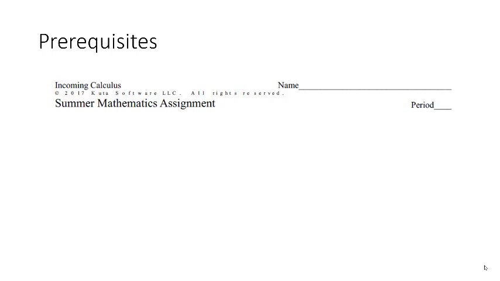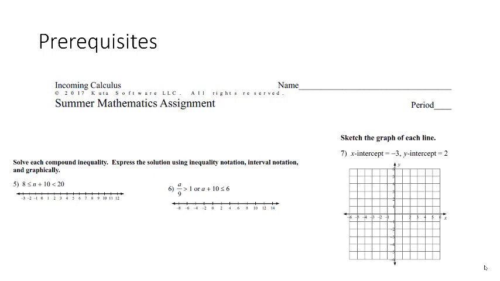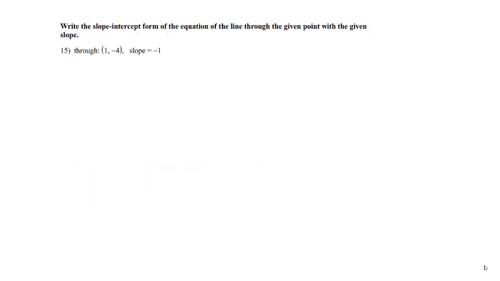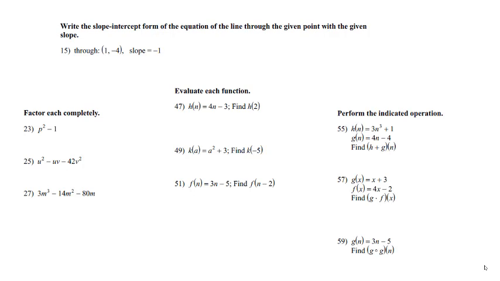Some of the important skills included in your packet are interval and inequality notation, graphing a line, writing the equation of a line given different types of information, factoring, evaluating a function at a numerical value or algebraic expression, and performing function operations. Finding a composite function is particularly important for learning the chain rule in Unit 2. Check out the summer math assignment. These are just a few of the many concepts scholars must know to be successful in calculus.